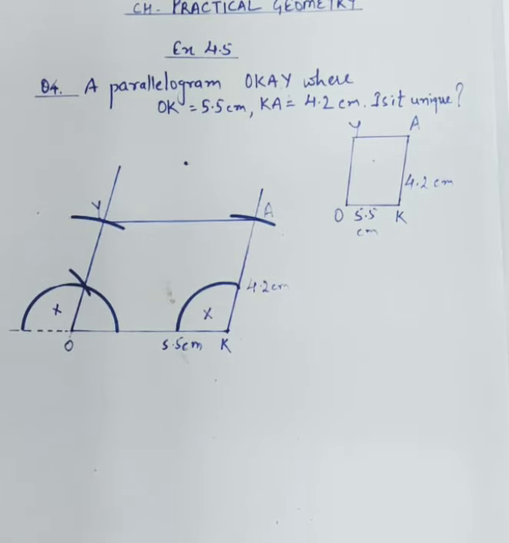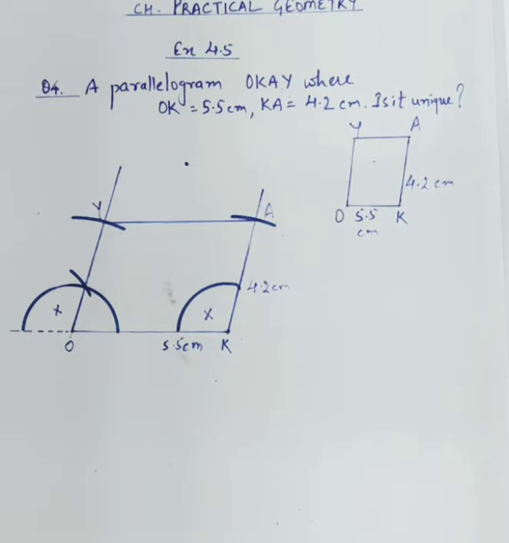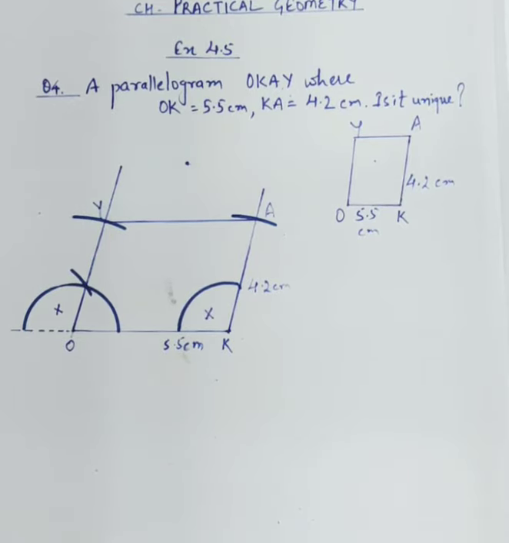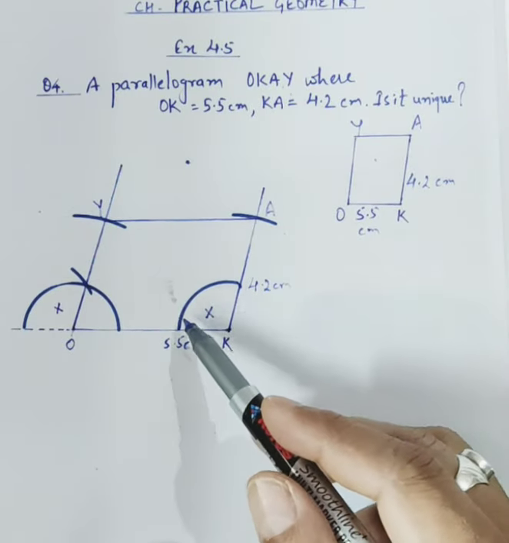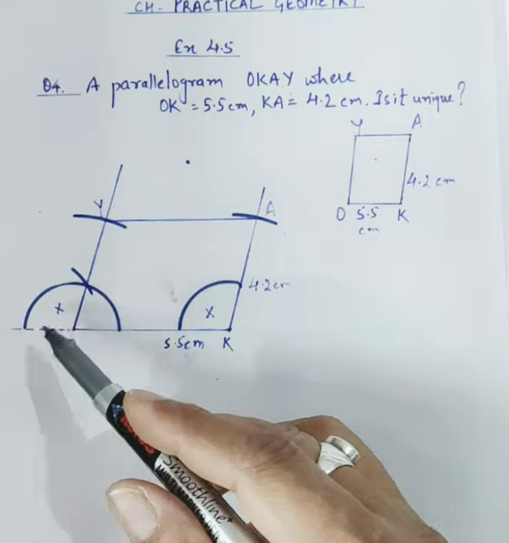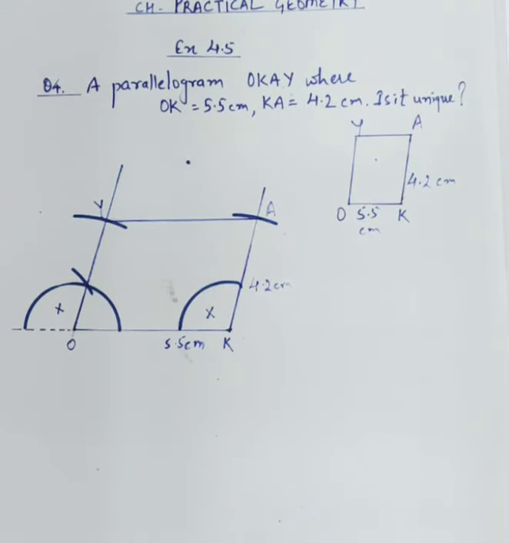Now question is, is it unique? So for a particular pair of angles, this is unique, but it can be made in many ways. Means there is not a single way of constructing this parallelogram. We can make it in a different way. How can we make it? If we change the measurement of this arc, then this will also change. So correspondingly our construction figure will change. Thank you.